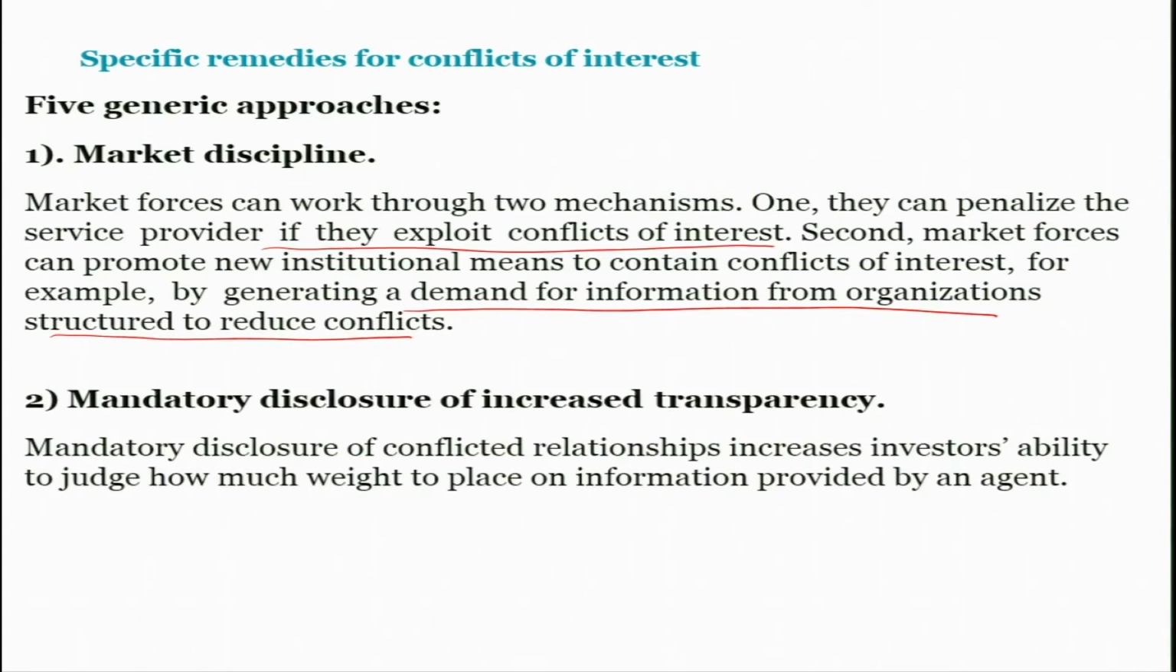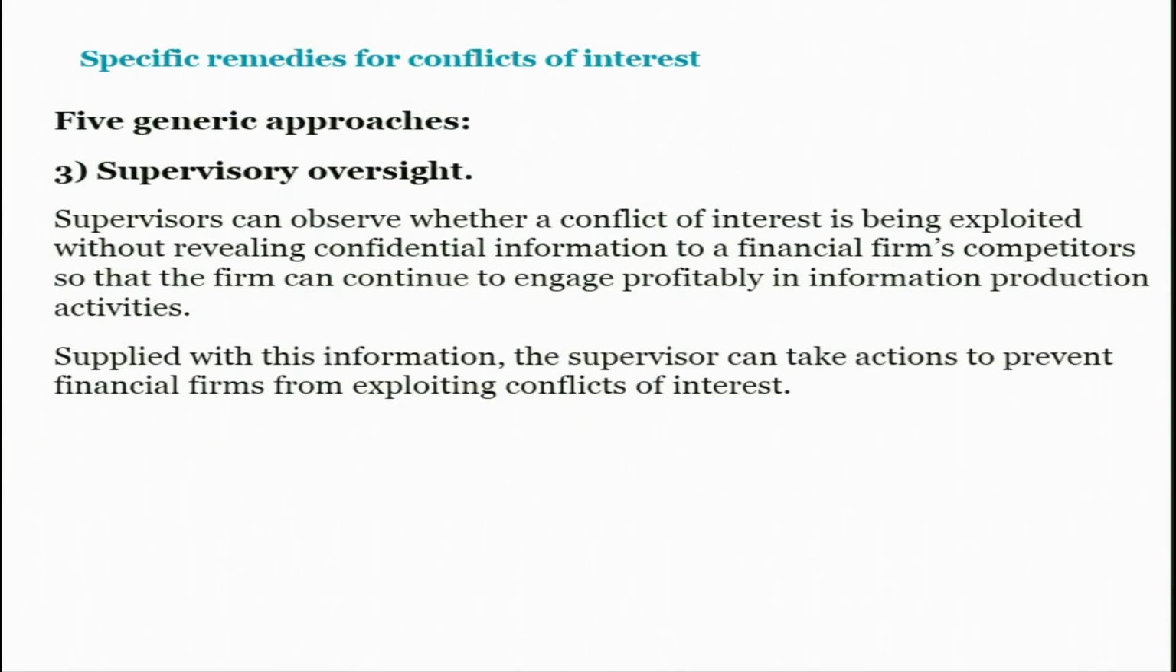Second one is mandatory disclosure for increased transparency. That means making mandatory the disclosure of conflicted relationships increases investors' ability to judge how much weight to place on information provided by an agent. That means if an investment bank is also engaged in consultancy business, they also need to clearly disclose who their clients are, what kind of products they advise, and make all this information public.